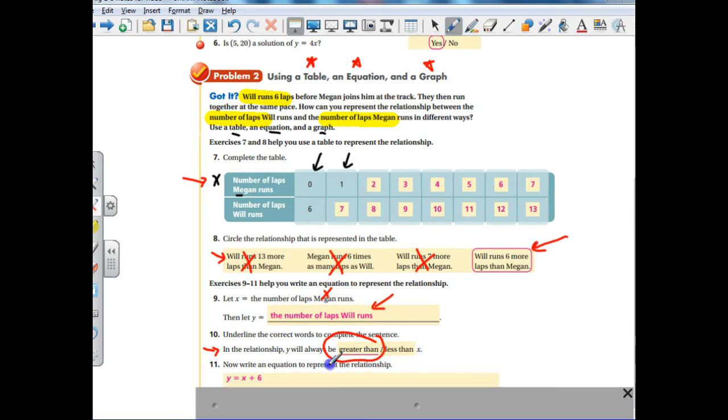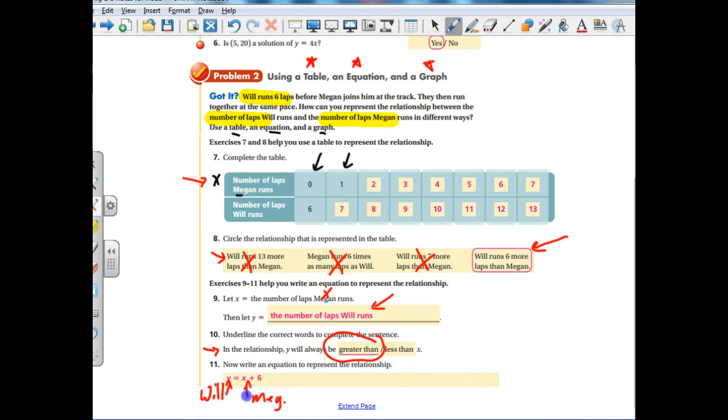It says now you can write an equation to represent the relationship, and there it is. Y is equal to X plus 6. In other words, Will, which is Y, is equal to Megan plus 6. So there you have a table and an equation to represent that situation. So now we're going to go one step further and turn that into a graph on your next page.